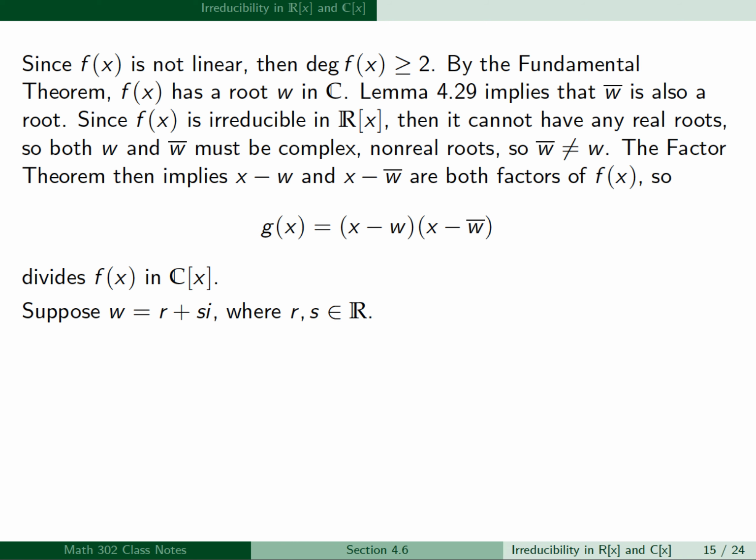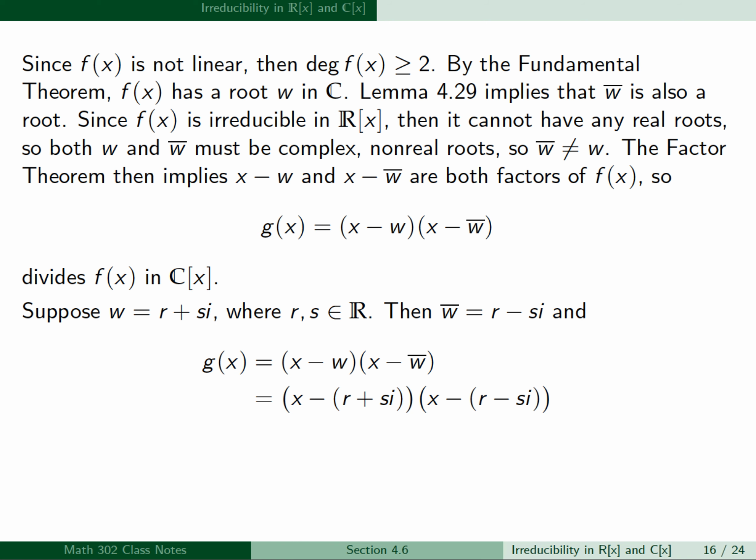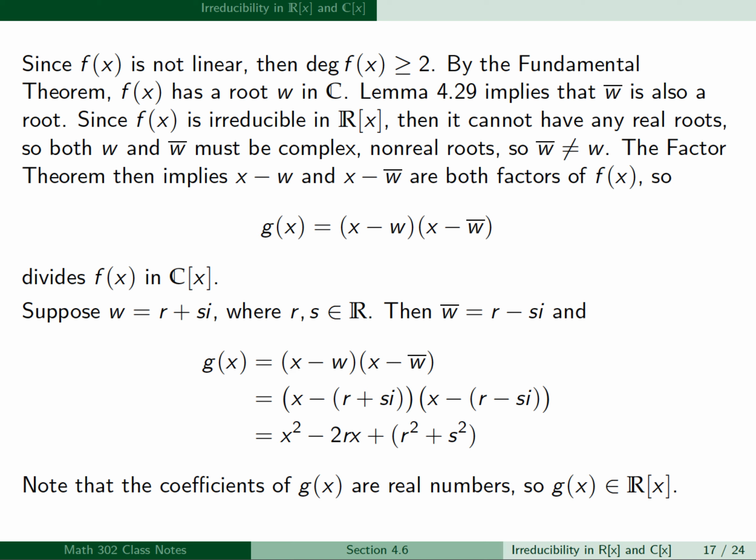Now let's suppose that w is r + si, where r and s are real numbers. Then w bar is r - si, and g(x), which is (x - w)(x - w bar), is (x - (r + si))(x - (r - si)). And multiplying this out, we obtain x^2 - 2rx + r^2 + s^2. And note that the coefficients of g(x) are real numbers, so g(x) is actually a polynomial in R[x].